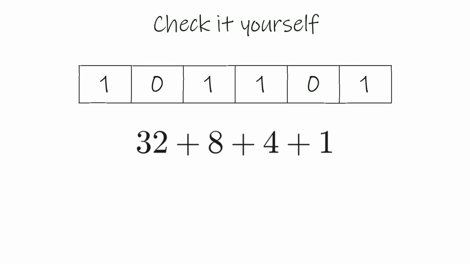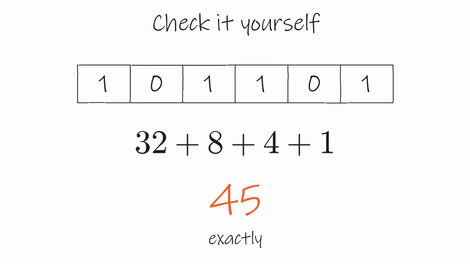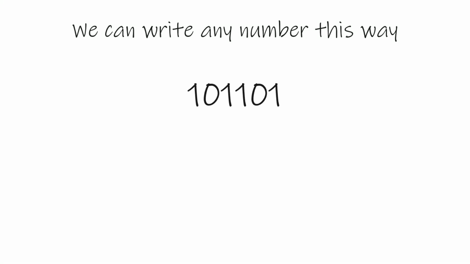101101. Check it yourself. 32 plus 8 plus 4 plus 1. 45 exactly. So we can write any number as ones and zeros. Can we add them?